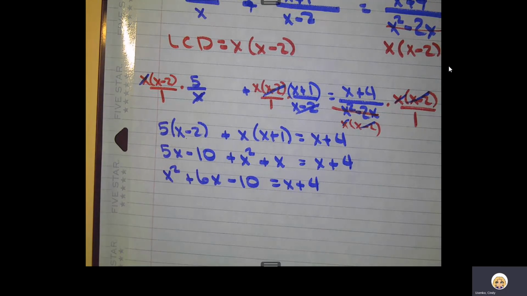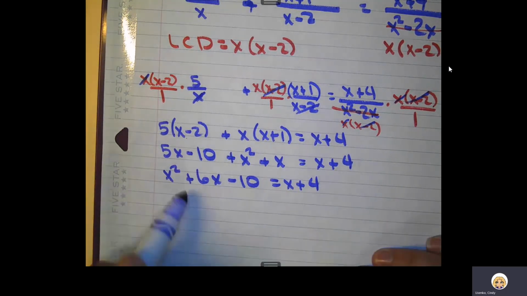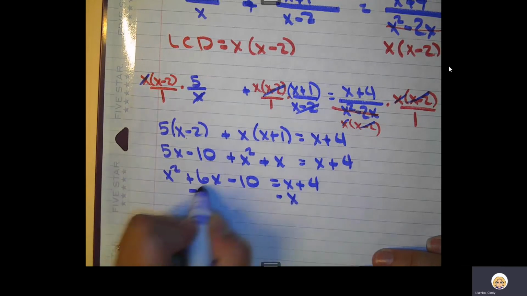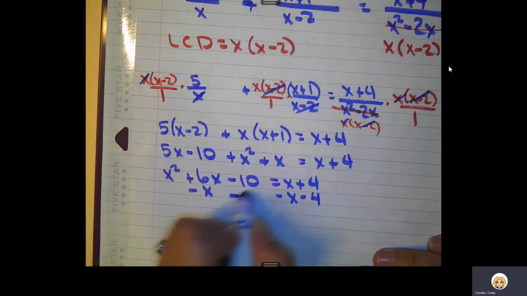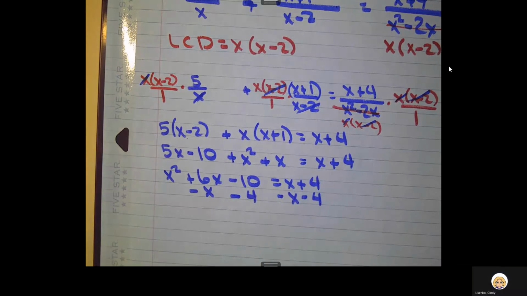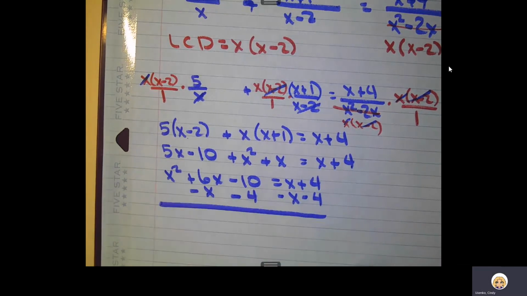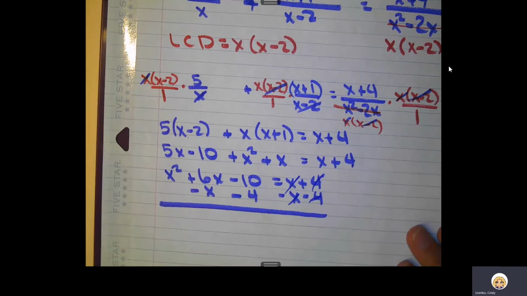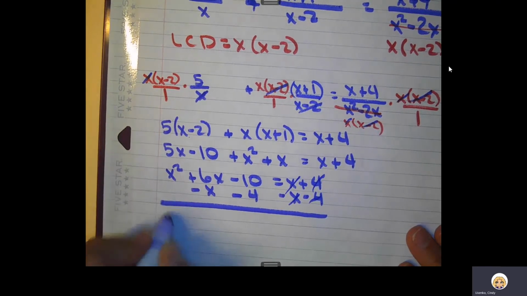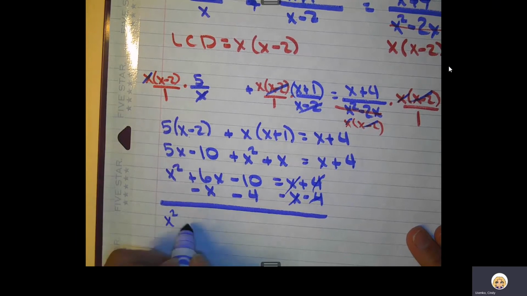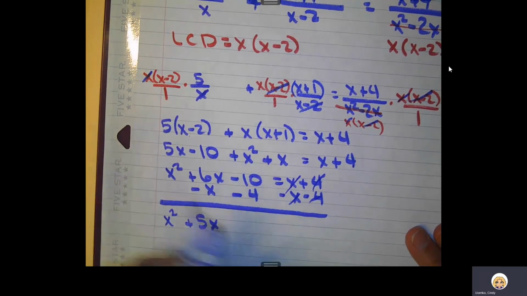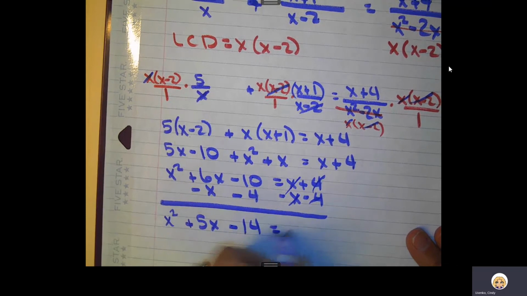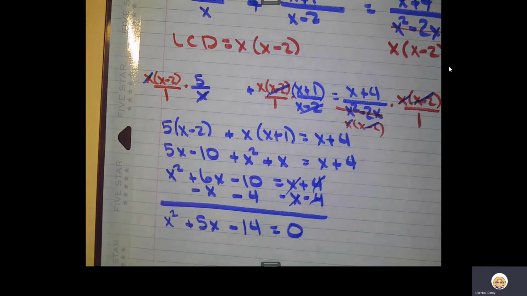Because I have a power of 2, I want to get it equal to 0, so I'm going to bring all of this over here. So I'm going to subtract x from both sides. I put it underneath the 6x. And I'm going to subtract 4 from both sides, putting that under the 10. My x's and 4's cancel. My new equation, I have x squared. 6 minus x is positive 5x, so plus 5x. Negative 10 minus 4 is minus 14. And don't forget equals 0 at the end.